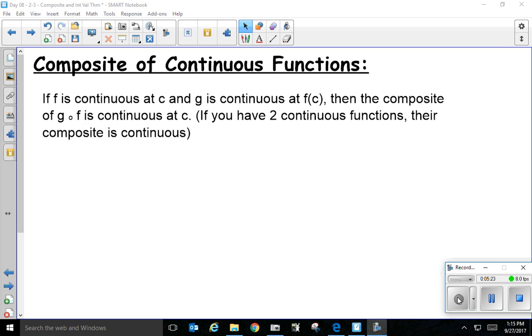If f is continuous at c and g is continuous at f of c, then the composite g of f is also continuous at c. Basically, if you have two continuous functions, their composite is also continuous. Let me explain what composite is.